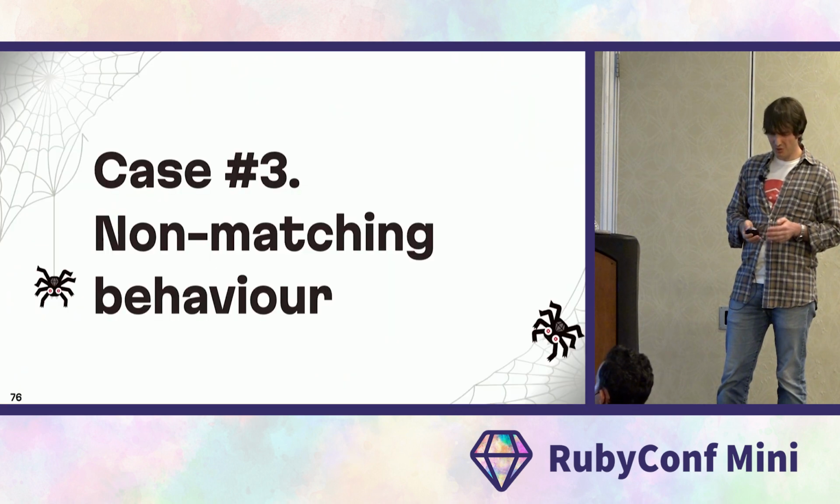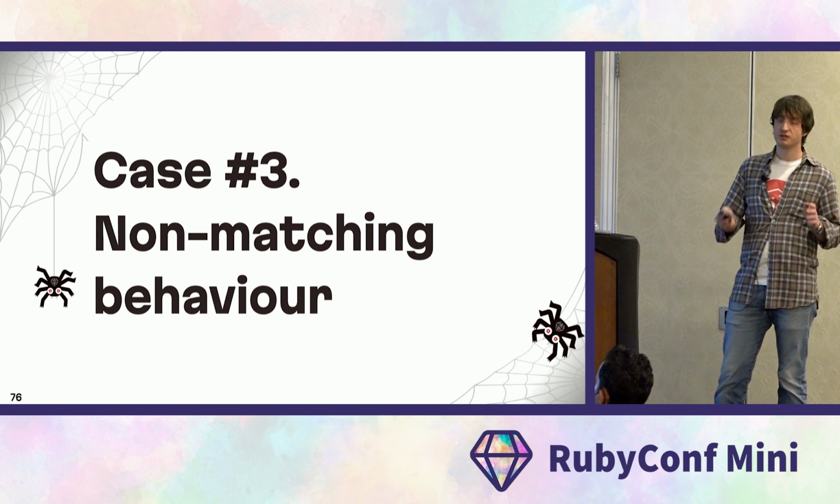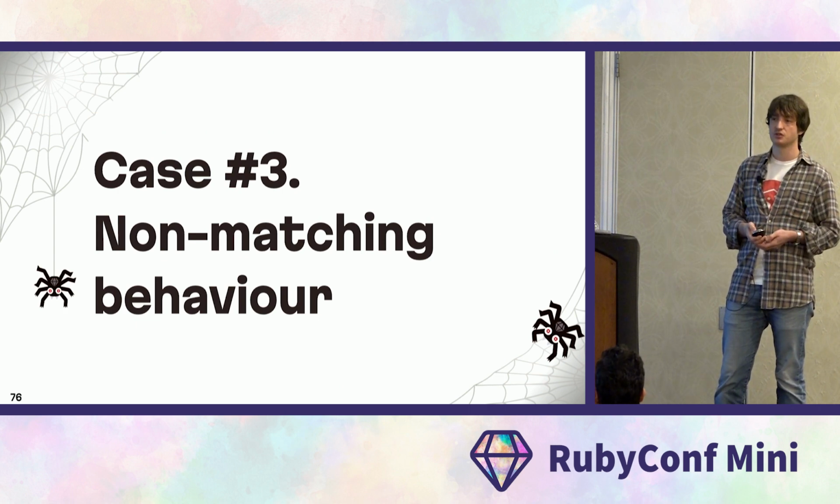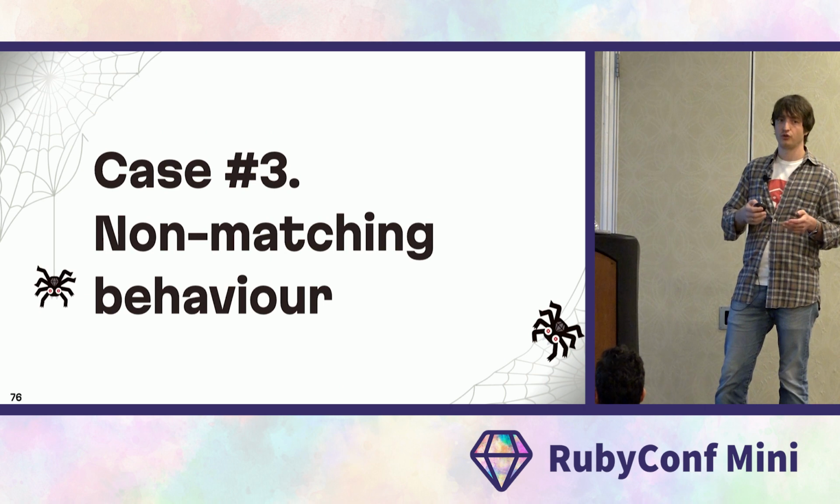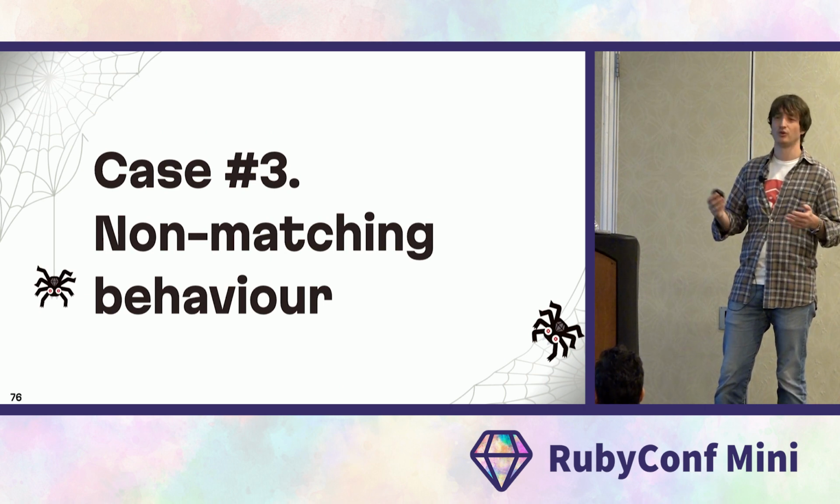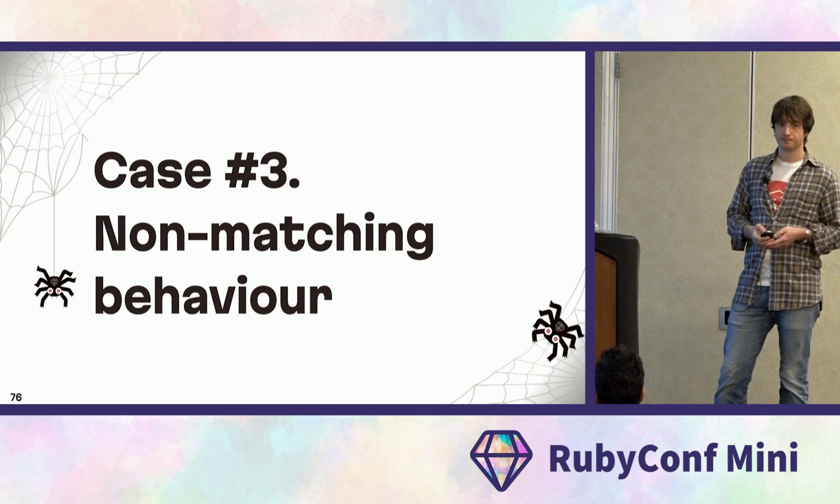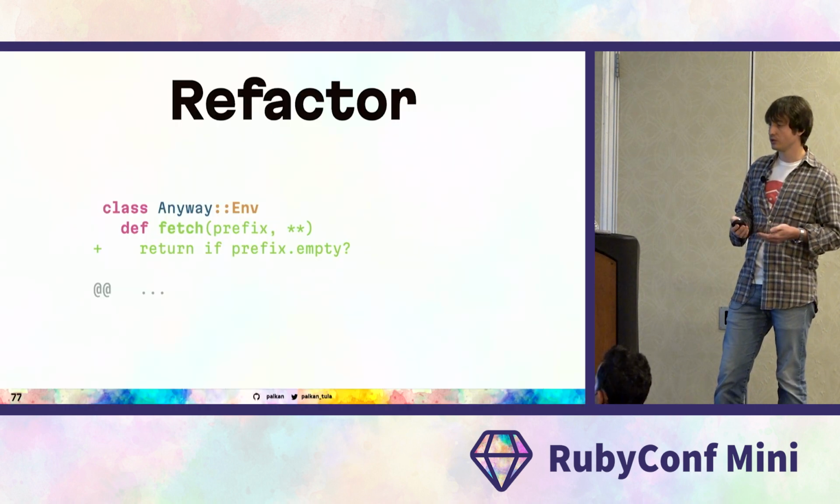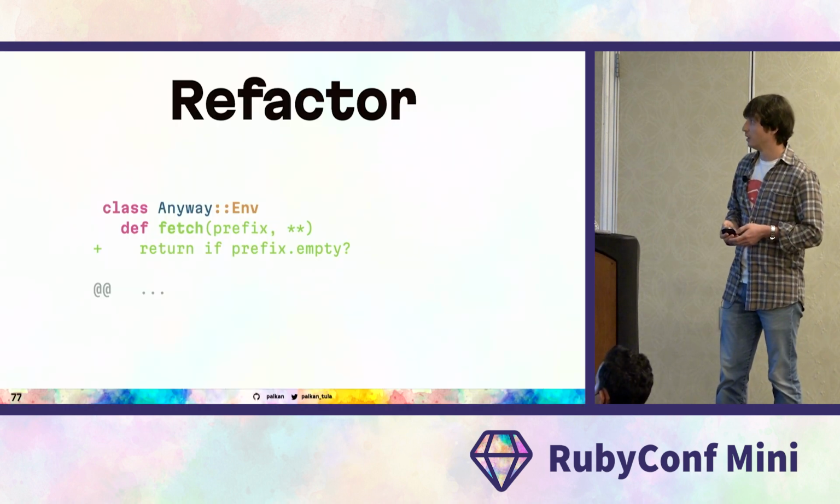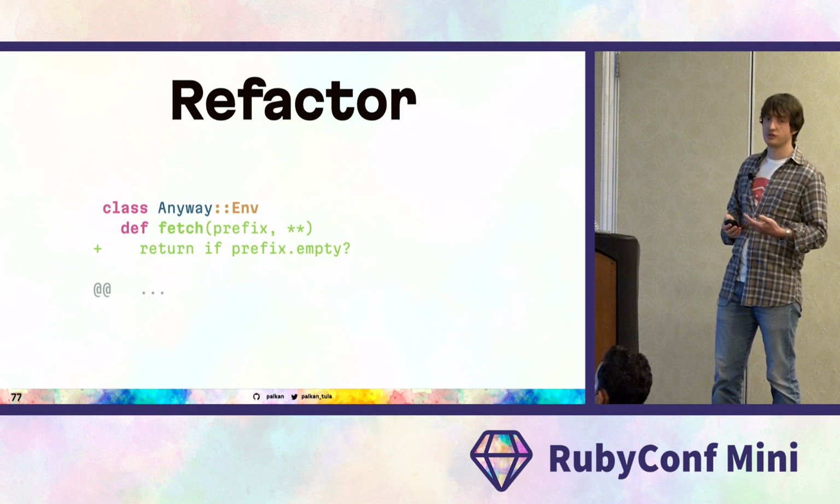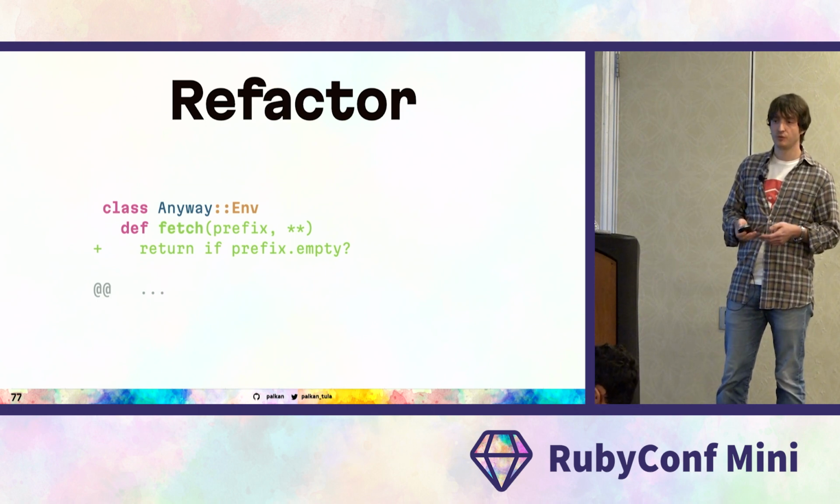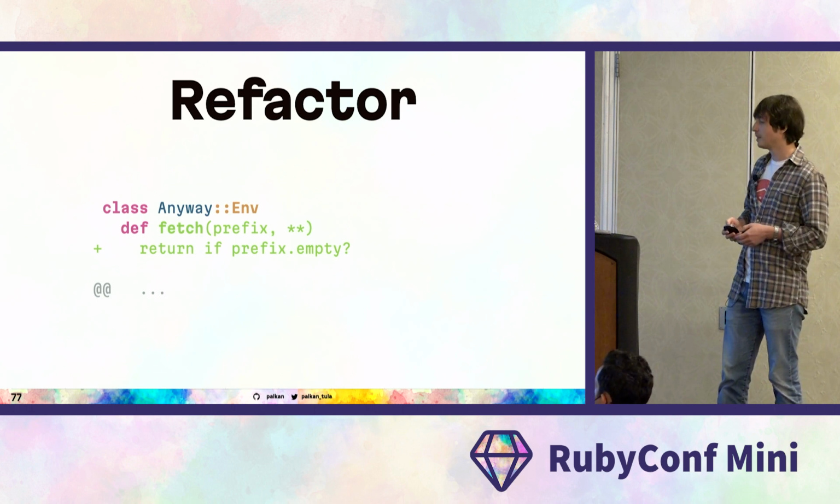I call it non-matching behavior, which means that for different, particular explicit values, the return type or return behavior, it could be an array or an exception, for example, not only the return type, could be different. And in our case, we can introduce it by returning nil if the prefix is empty. So if you pass an empty string, just return nil. I don't know why. Let's do that.